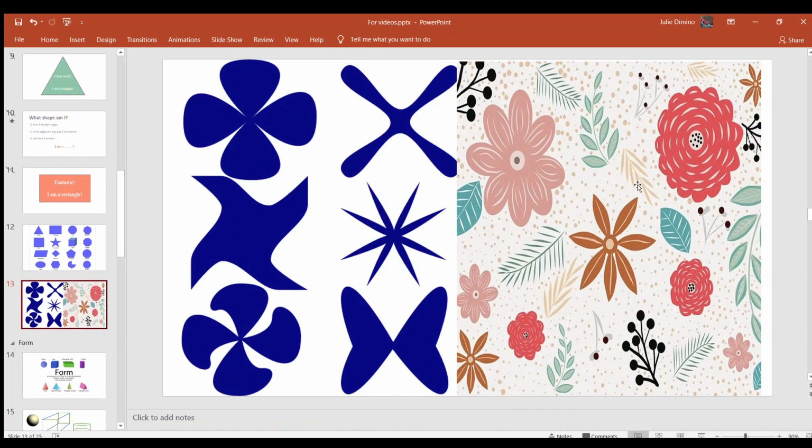And here we have organic shapes, just some examples, but there's way more out there than what I'm showing you. You have flowers and leaves, you have butterfly wings, and anything really that you can find outside in nature could count as an organic shape, as long as it's not made by a man.